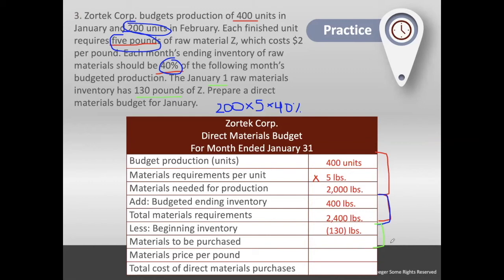2,400 minus the 130 equals 2,270 pounds of this material. That's the first number we want to figure out. We want to figure out the quantity of materials.